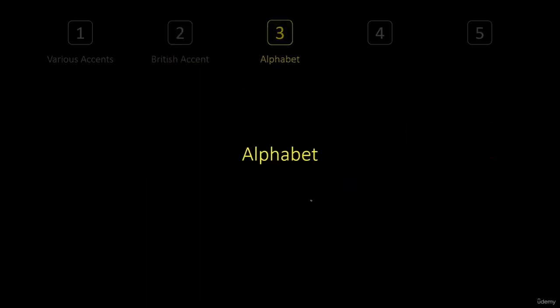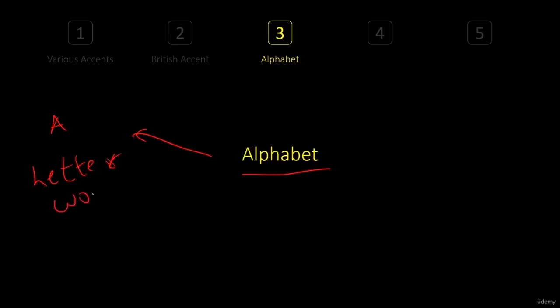All right? Let's see alphabet. There are many doubts, or let's say there are many misconceptions. What is the difference between alphabet, words, and letters? So this is the first one I'm talking about, alphabet. Second one is letter. And the third one is a word.